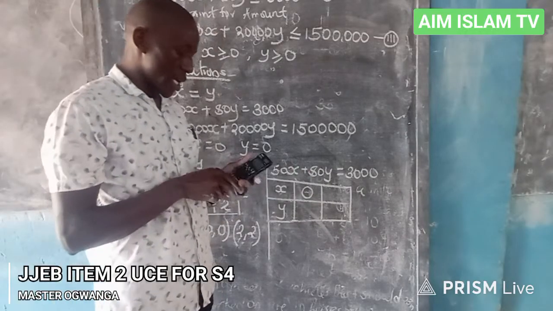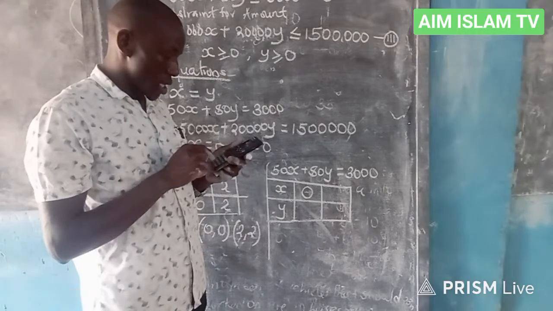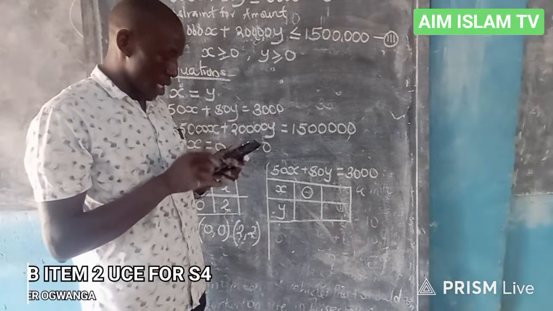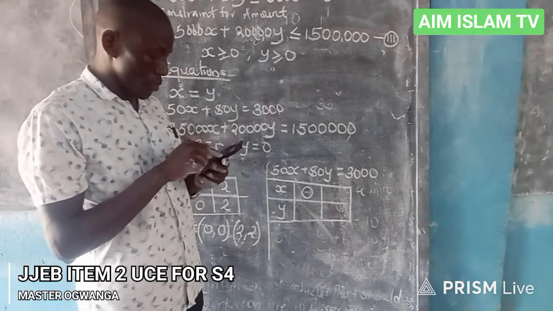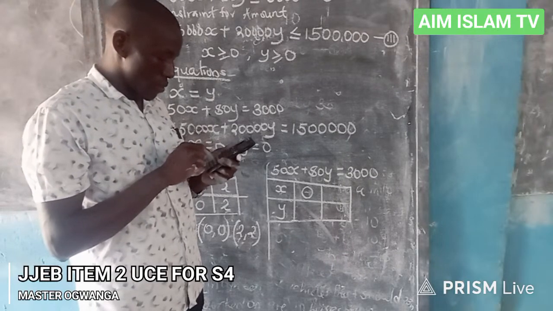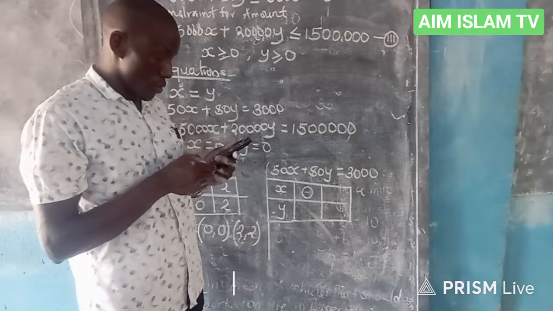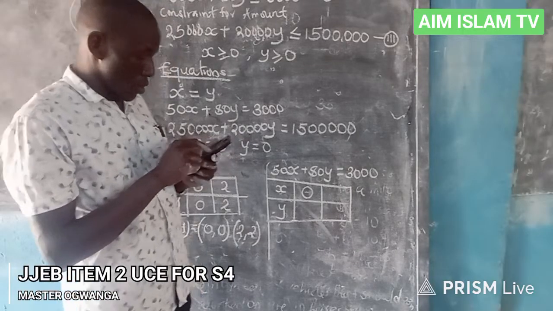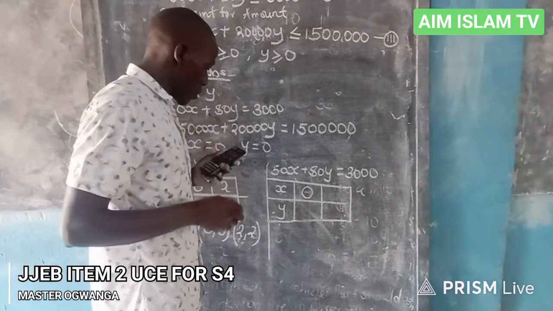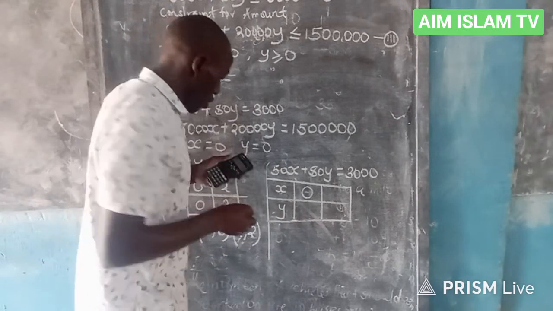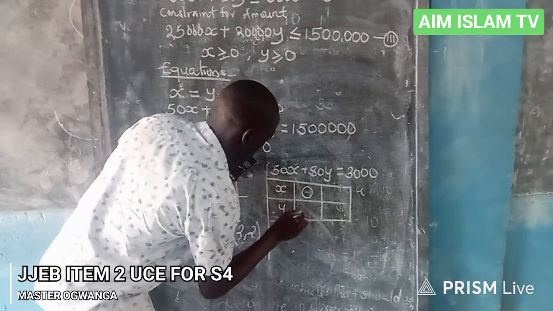equals 3000. So if I divide both sides by 80, that is 3000 divided by 80. You realize that this is going to give us around 37.